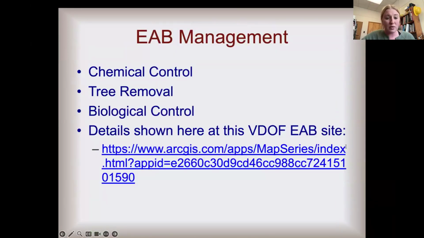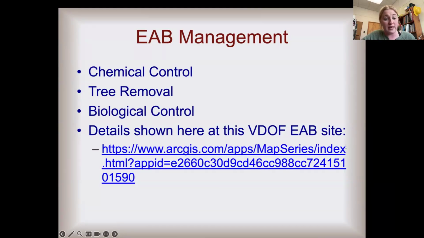When we think about the management, I mentioned chemical control. They have to be retreated every 2 years. The Virginia Department of Forestry has a cost share program for homeowners to treat the trees at their houses under the consultation of an arborist. Again, tree removal is an option.